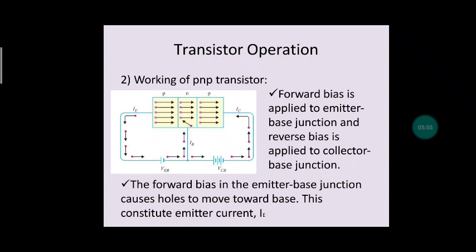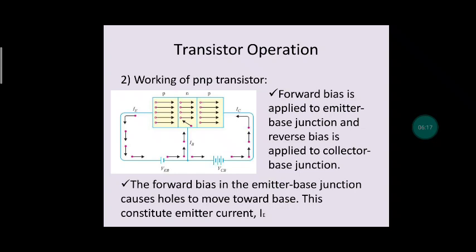This is the working principle of a PNP transistor. In the center we have the N-type material. The N-type material is lightly doped and thinner compared to the P-type material; only then is it called a PNP transistor. Here, forward bias is applied to the emitter-base junction and reverse bias is applied to the collector-base junction.